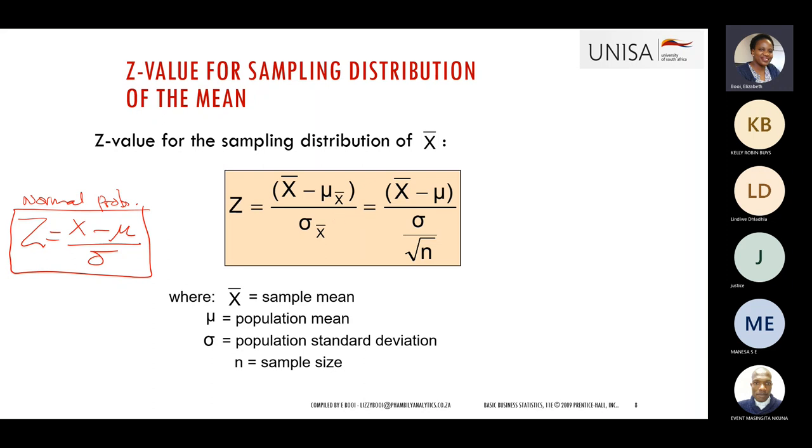because now we have the sample means and the standard error and the population means. So the formula is the sample mean minus the population mean, divided by the standard deviation of the sampling distribution of the mean, which is given by the standard error, the standard deviation divided by the square root of n. So you just need to remember this formula.